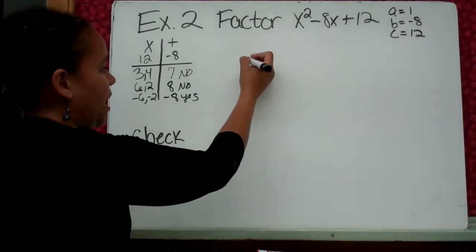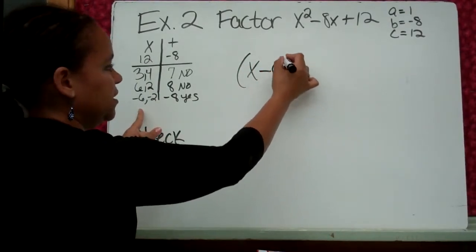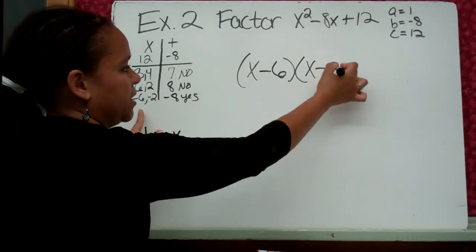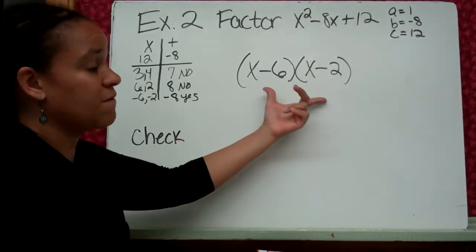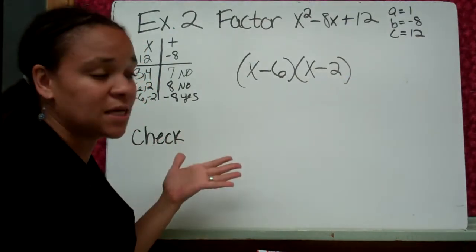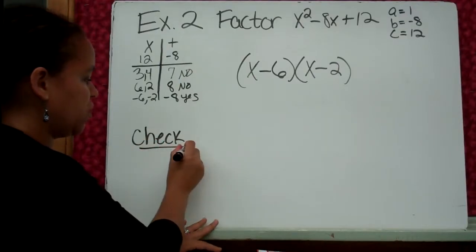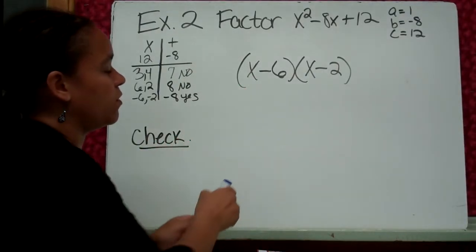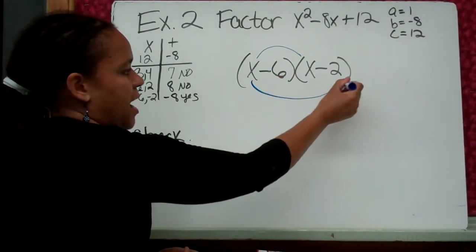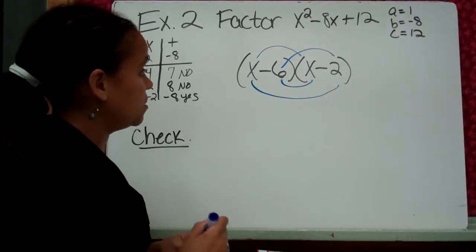So here, if we had them factored, we have x minus 6 times x minus 2. Those would be our factors. If it said equals 0, you could have just put equals 0. Same thing, we're not going to solve any further. But let's check. Don't forget to check. So see, if you FOIL this out, first, outside, inside, last, do you get the same answer?